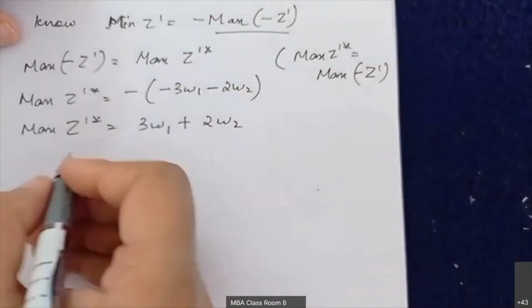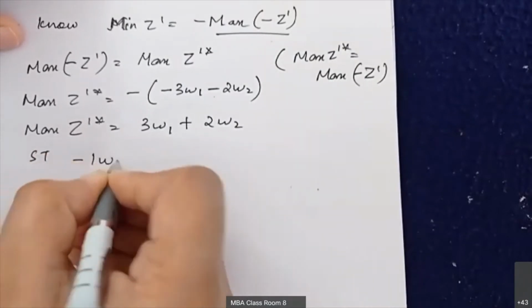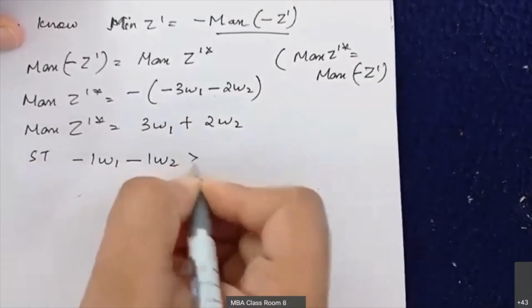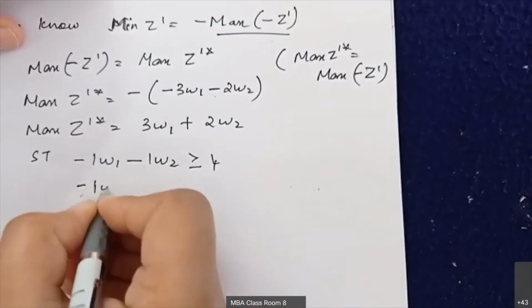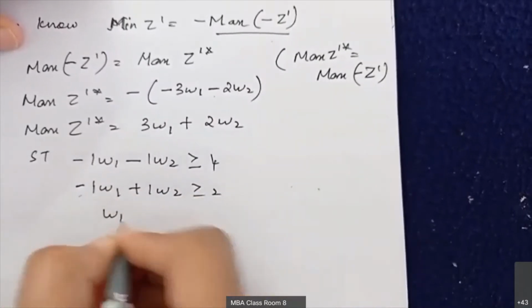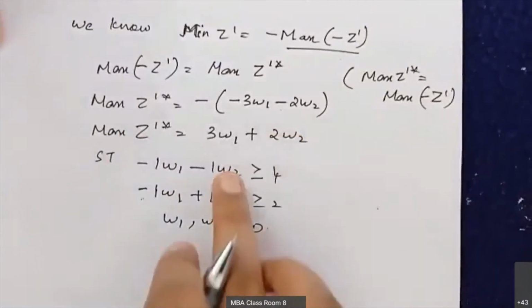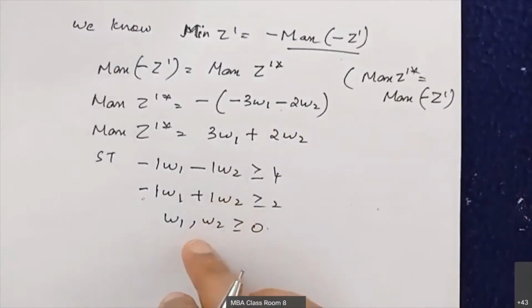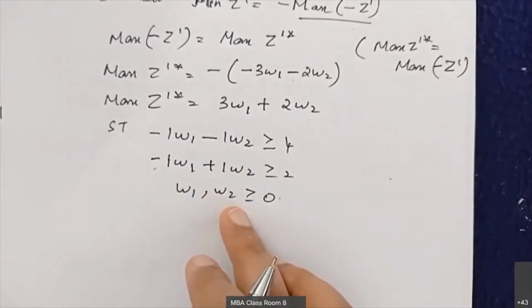Okay, for the time being, I'm just writing the constraints as such. Subject to minus 1w1 minus 1w2 greater than or equal to 4, and minus 1w1 plus 1w2 greater than or equal to 2, w1, w2 greater than or equal to 0. Okay, now we have the objective function and the two constraints. We have to convert it into the form wherein we have surplus variables and artificial variables.